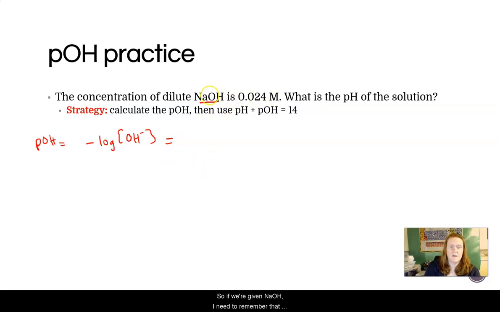So if we're given NaOH, I need to remember that that's a strong base, which means that however much NaOH I have, I'm going to produce an equal amount of hydroxide. So it's going to be the negative log of that entire concentration. If this were weak, we would have to go through an ICE table, so keep that in mind.